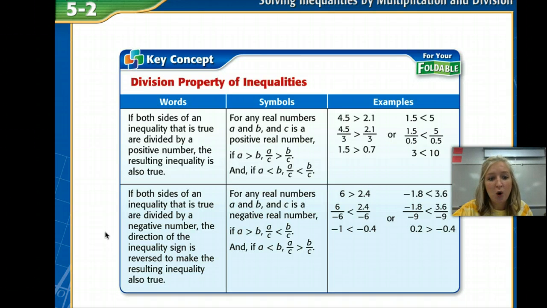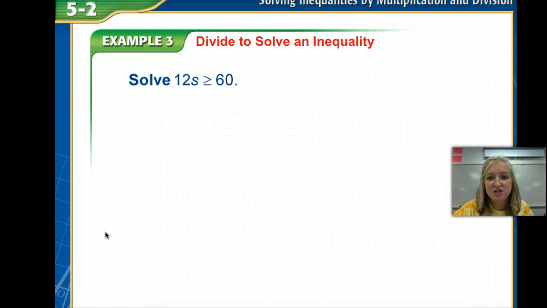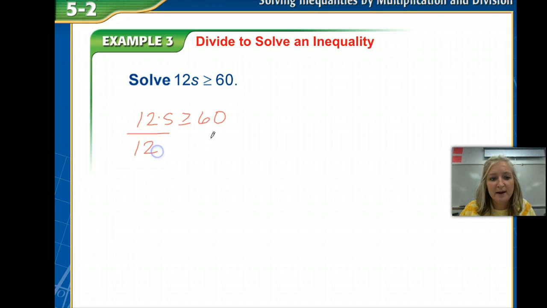Division property of inequalities, exactly the same as the multiplication properties. If we multiply or divide by a negative, we must flip the sign. So let's take a look at some division inequality problems. First example, 12s is greater than or equal to 60. It's multiplying, so I'm going to undo the multiplication here and divide both sides by 12. And I get s is greater than or equal to 5.